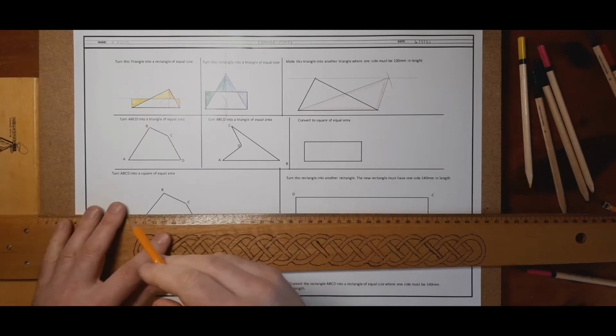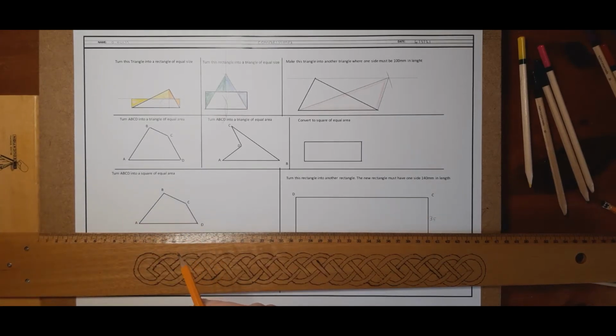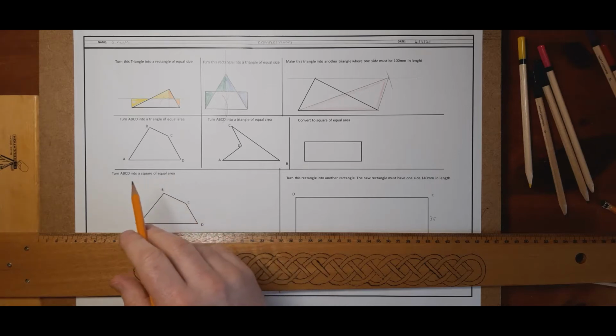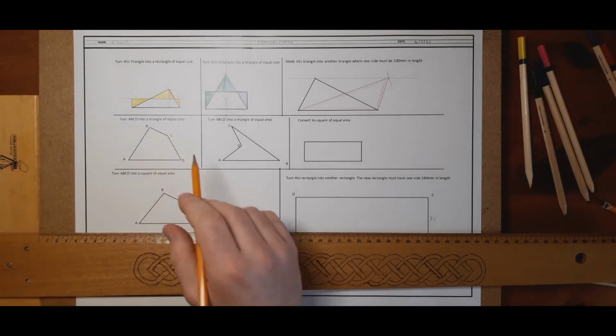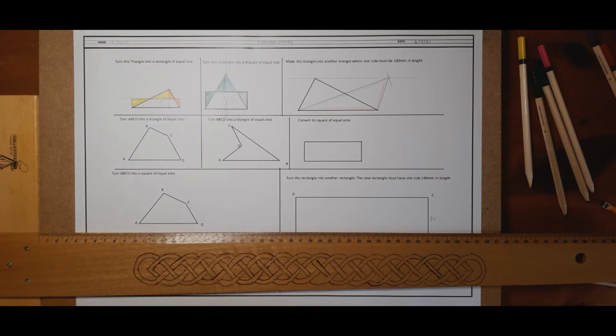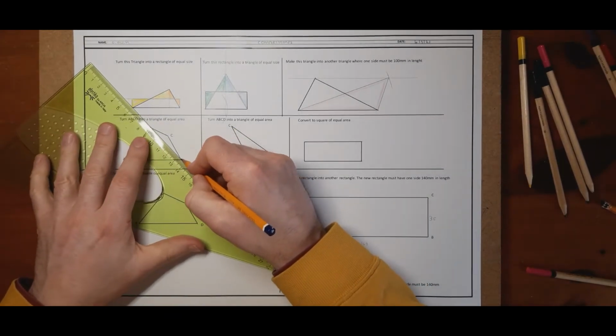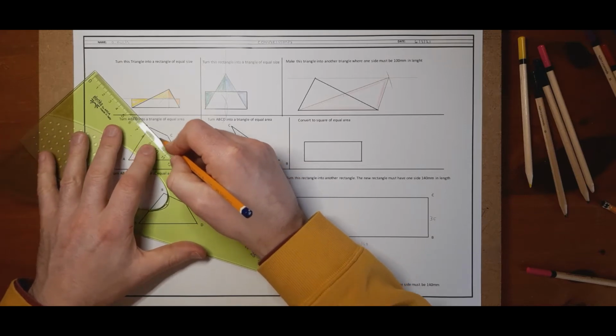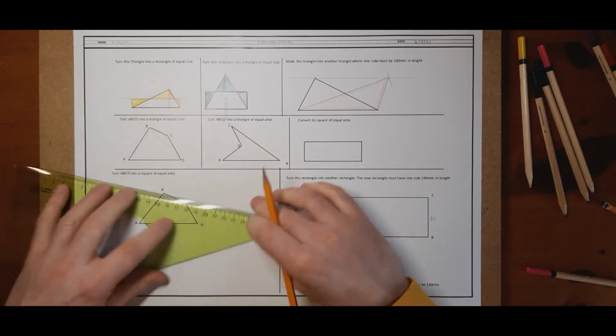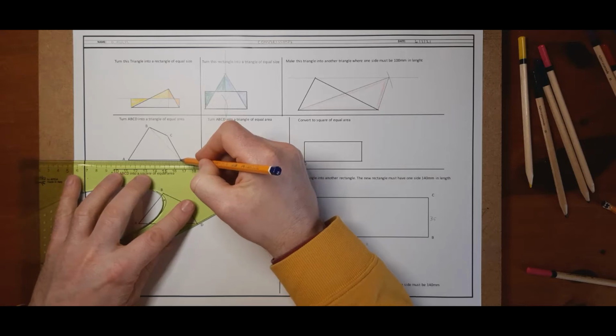Next one over here, we have this irregular polygon, quadrilateral, sorry, and we're going to turn this into a triangle of equal size. So the first thing you'll do there is we'll draw a construction line from B to D. And I'll extend on this line AD to the right as well.